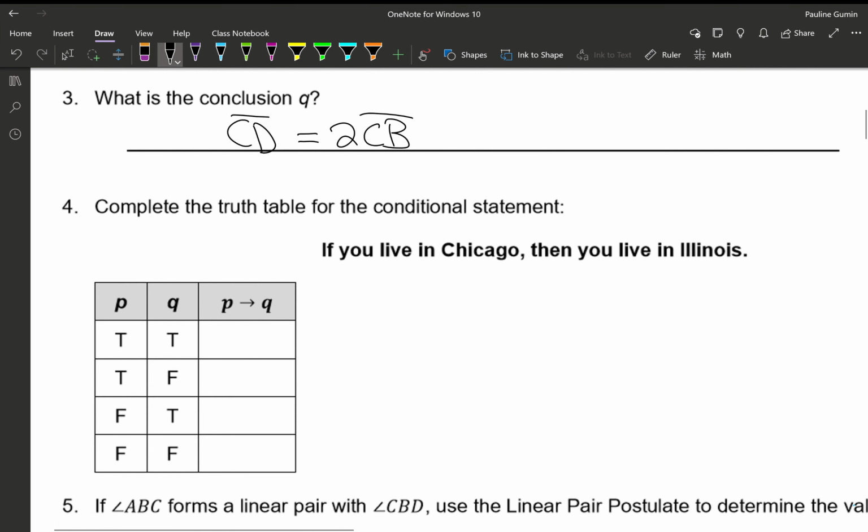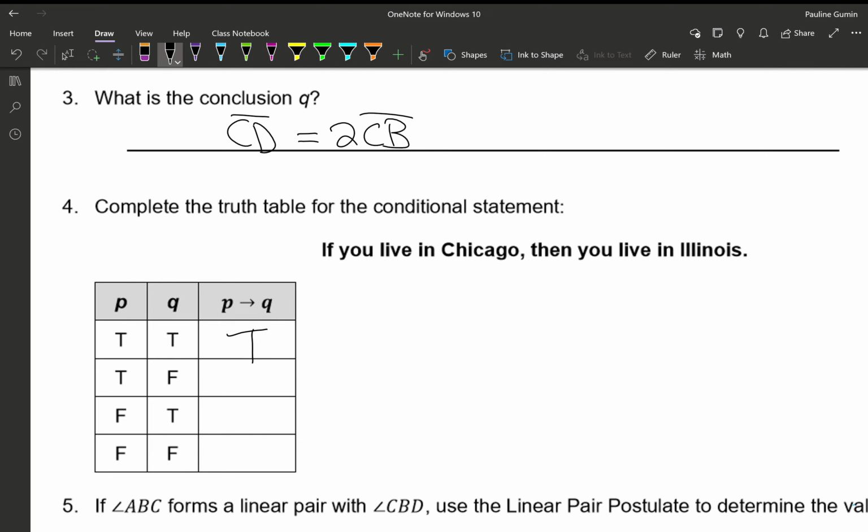Number 4. Complete the truth table for the conditional statement. Now, I believe in the version that I printed out for you, I have a place there for you that you can write out the actual sentence. I'm going to speak it out loud. Okay, the conditional statement that we have is if you live in Chicago, then you live in Illinois. So that's two truths, and that gives us a true.